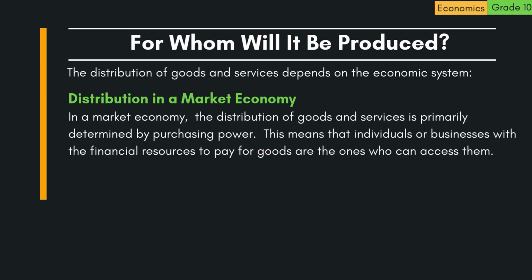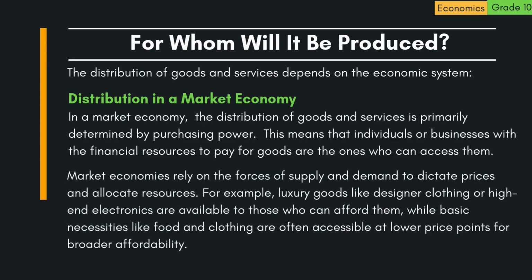In a market economy, the distribution of goods and services is primarily determined by purchasing power. This means that individuals or businesses with the financial resources to pay for goods are the ones who can access them. Market economies rely on the forces of supply and demand to dictate prices and allocate resources. For example, luxury goods like designer clothing or high-end electronics are available to those who can afford them, while basic necessities like food and clothing are often accessible at lower price points for broader affordability.